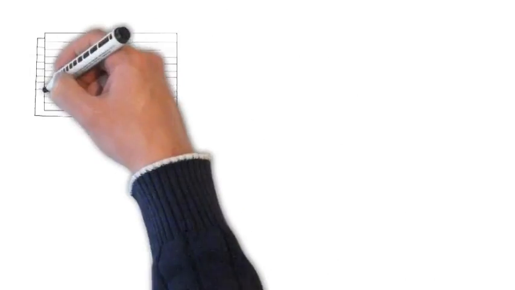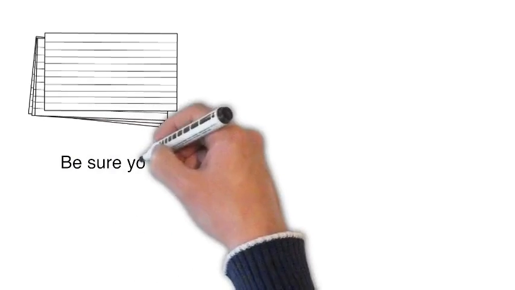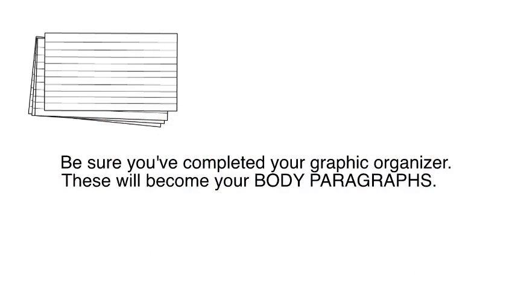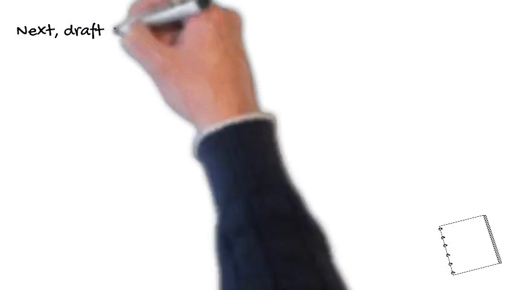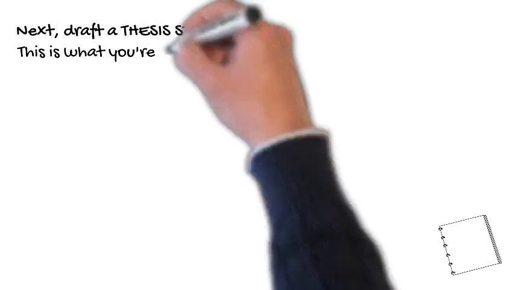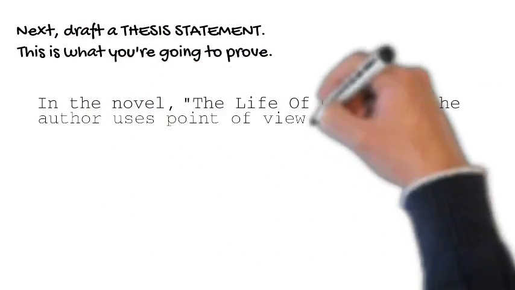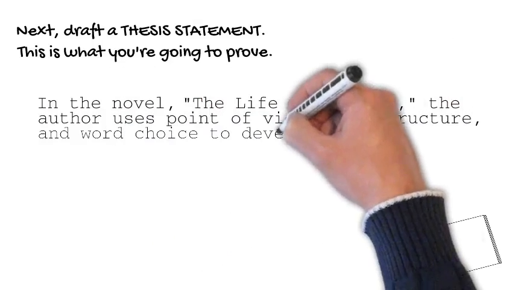First, take a look at your graphic organizer and be sure it's done. As long as you've completed that, these will become your body paragraphs. Next, you can begin your introductory paragraph with a simple thesis statement. You can say something straightforward like, in the novel The Life of Cabbage, the author uses point of view, text structure, and word choice to develop the theme, futility of life.